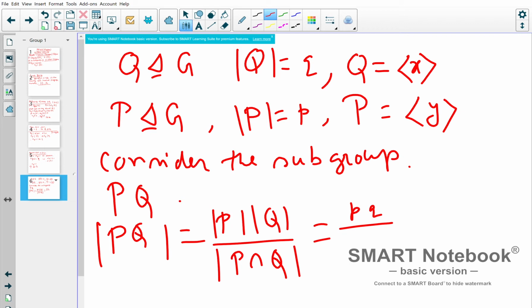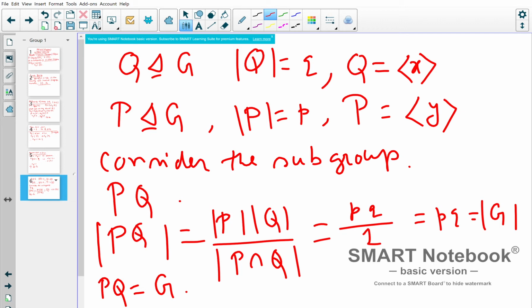Now what is the option? See, P and Q are distinct primes, so the intersection is always trivial. That means only the identity belongs to that, right? So this order is 1. So this is PQ, which is nothing but the order of the whole group, right? So what does that mean? That means this PQ is nothing but G. G is actually this product PQ, or you can say isomorphic to PQ, no problem.